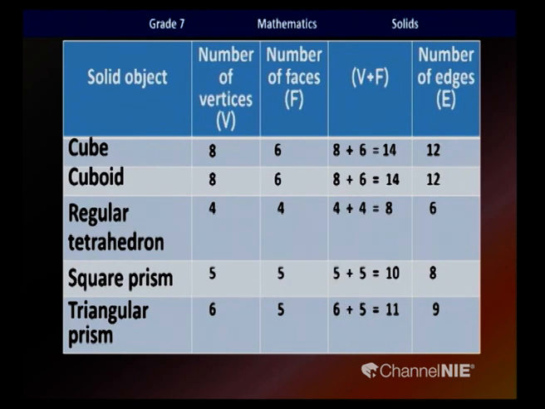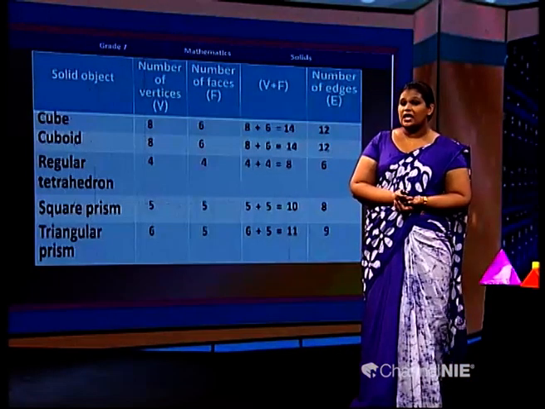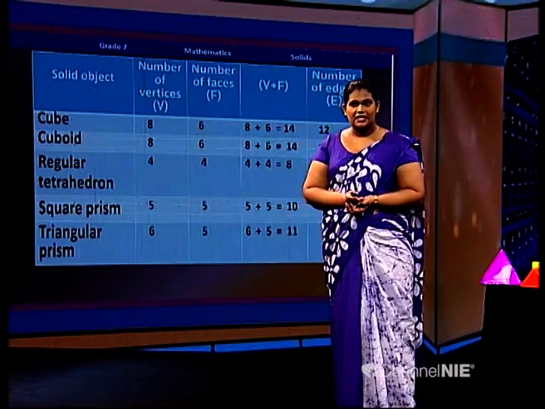In square pyramid, the addition of number of vertices and faces is 10 and when we take the difference, once again it's 2. In triangular prism also, the addition of number of vertices and faces is 11. When we get the difference between the addition and the number of edges, it is once again 2. Therefore, in each and every solid that we have considered, the difference between the addition of number of vertices and faces and the number of edges is always 2.